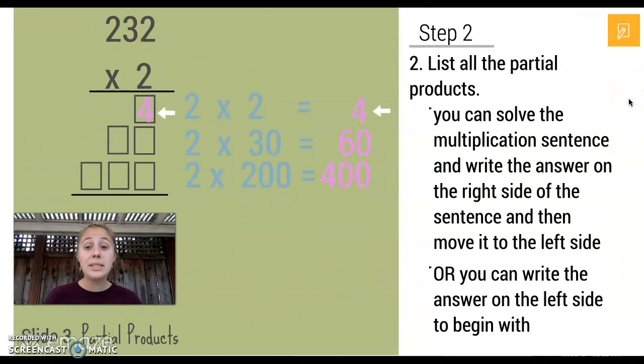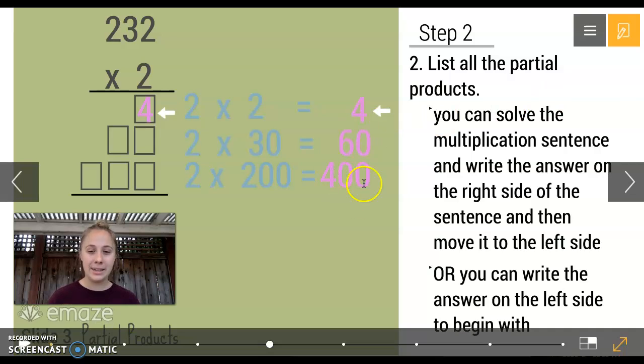Step 2 is to list all the partial products. That's all the answers that you got when you multiplied the equation. So 2 times 2, I got 4. I put that on the right side of my number sentence. Just a pointer here: you can solve the multiplication sentence and write the answer on the right side where I have my 4, 60, and 400 right here.